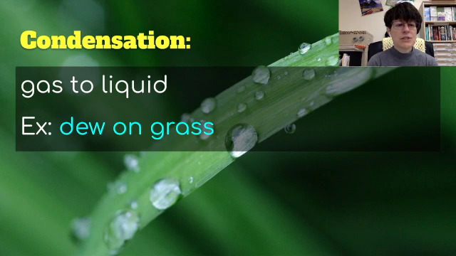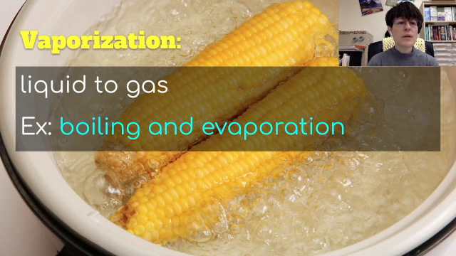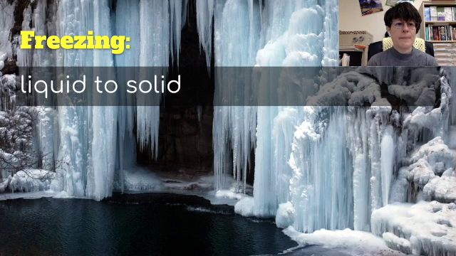So condensation, this is when something goes from a gas to a liquid. There is actually a loss of energy, okay? And an example would be dew on the grass. We have vaporization. This goes from a liquid to a gas, and this is boiling and evaporation. Boiling is when we have rapid vaporization throughout the whole substance. Evaporation is just when it's off the surface.